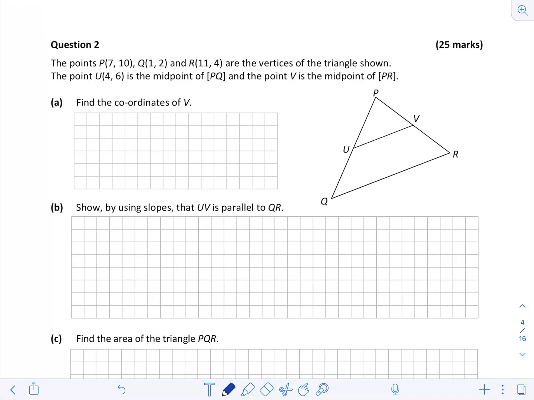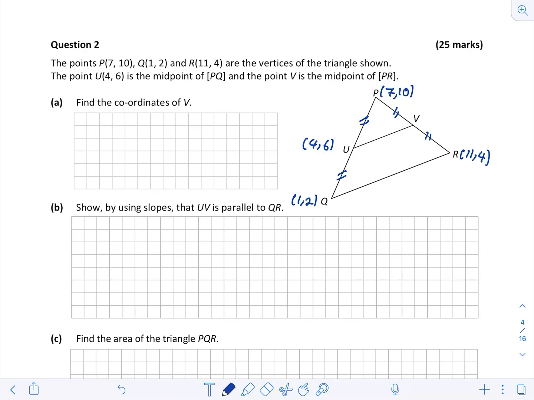So maybe we should start putting the information in. Let's call that P (7, 10). Let's call Q (1, 2). And let's call R (11, 4). Are the vertices of the triangle shown. The point U, which is (4, 6), is the midpoint of PQ, so that means that distance is the same as that distance. And the point V is the midpoint of PR, so that distance is the same as that distance. Okay, find the coordinates of V.